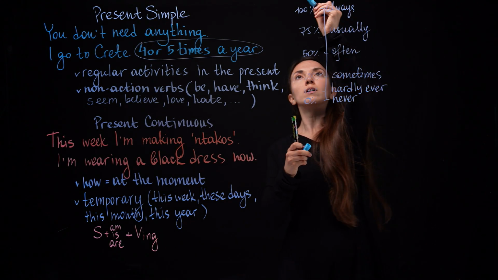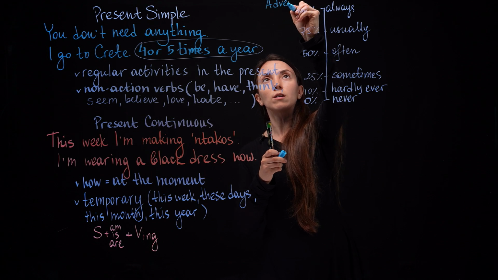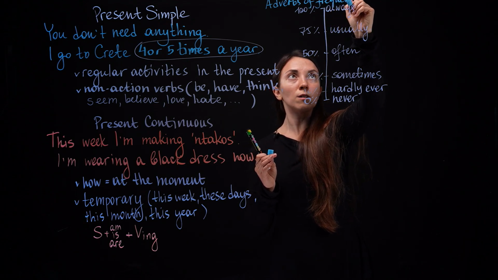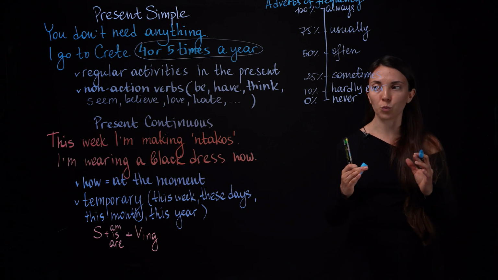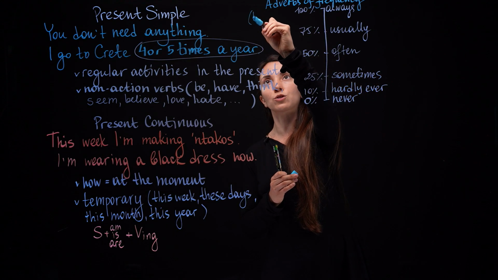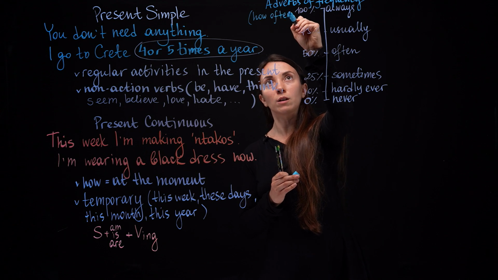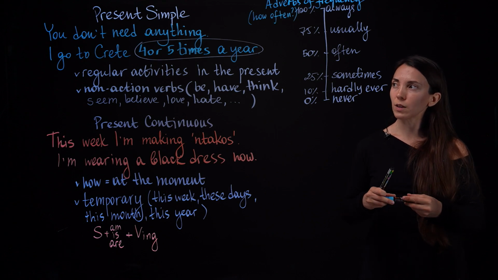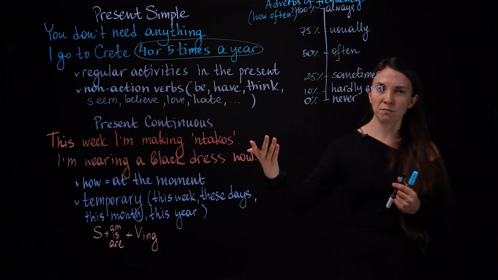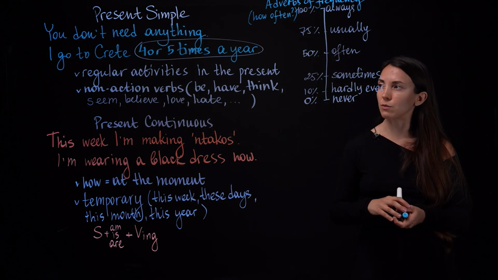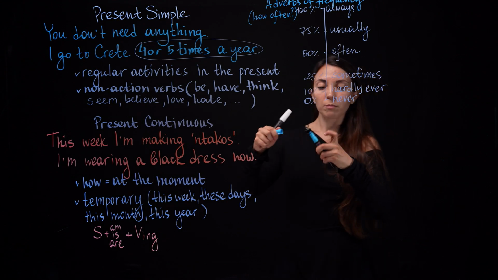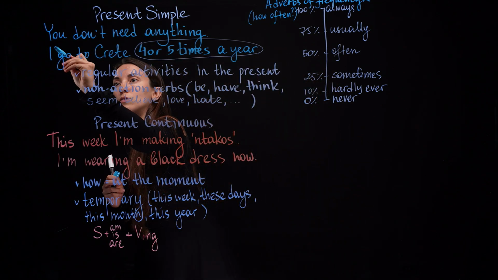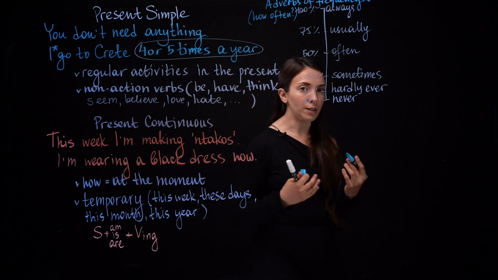We call them adverbs of frequency, because they show how often we do things. Yeah? They answer a question, how often. And where do we use these adverbs in a sentence? For example, let's take this sentence, I go to Crete. Where can we use adverbs of frequency? For example, let's use often. Yep, we will use them. I will mark it as a star. I usually, I sometimes, I never go to Crete.